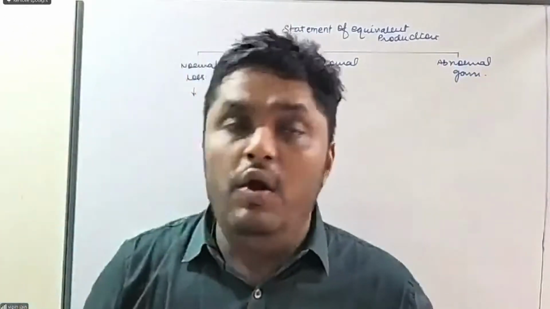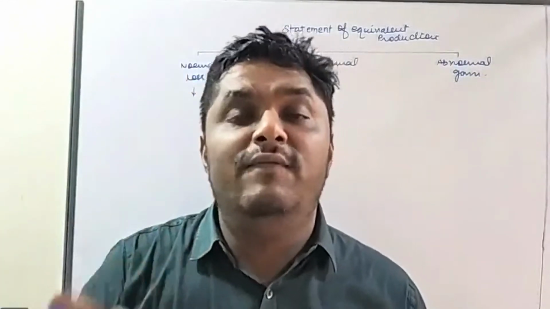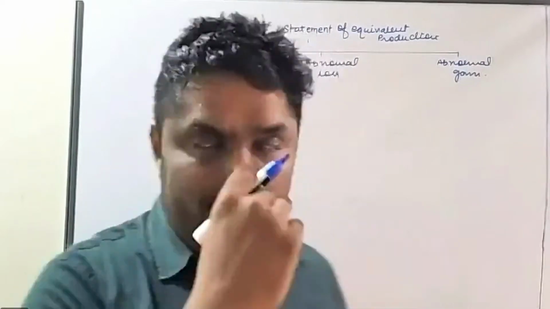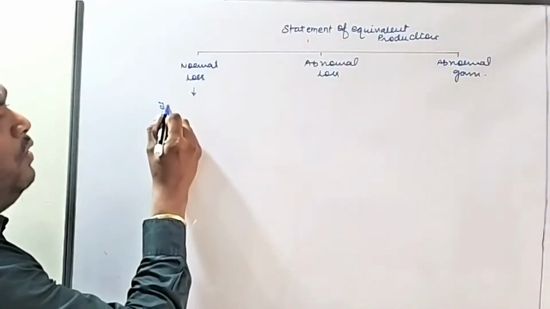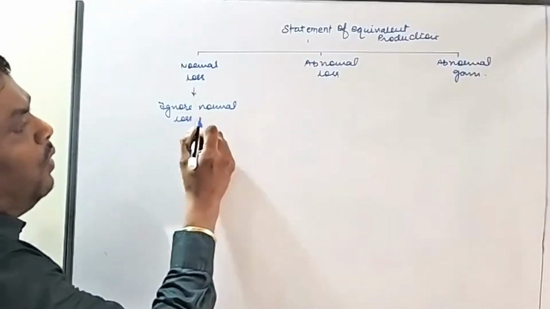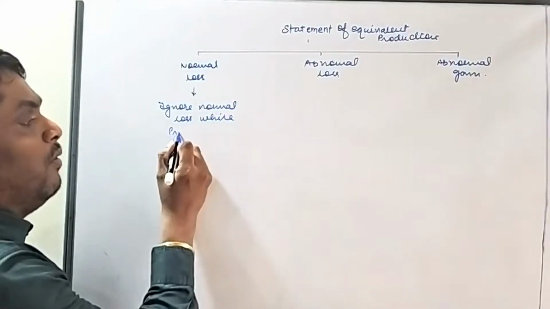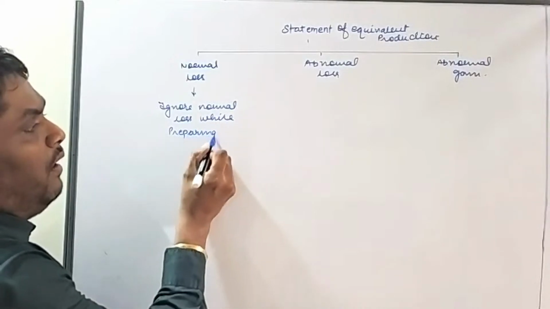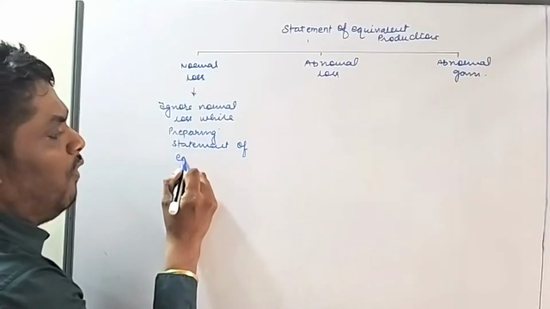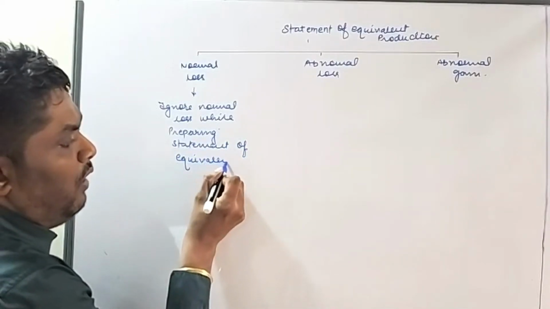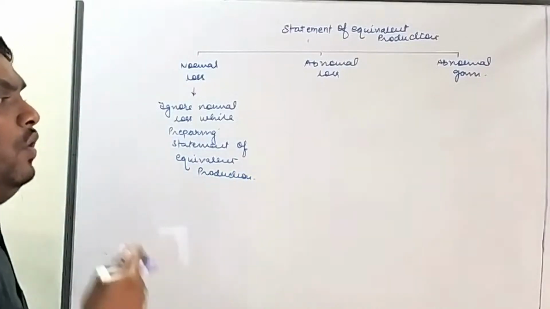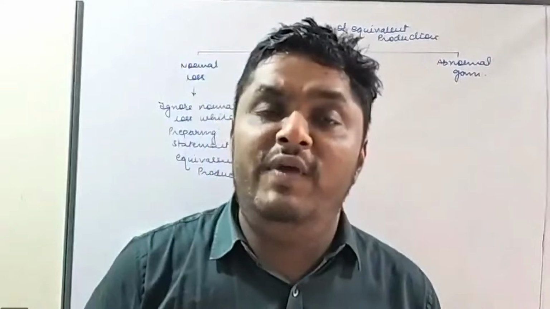As I said, in normal loss, the product cost is inflated. So no need to consider normal loss in the statement of equivalent production. So ignore normal loss while preparing the statement of equivalent production. Ignore normal loss while preparing the statement of equivalent production.